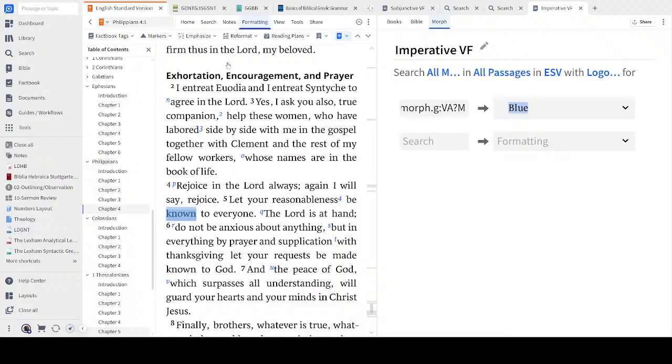And it's from the Greek word ginosko. So ginosko and ginomai are words of personal knowledge. It represents knowing something personally. So you need to have contact with people so they can know that you are a reasonable individual.